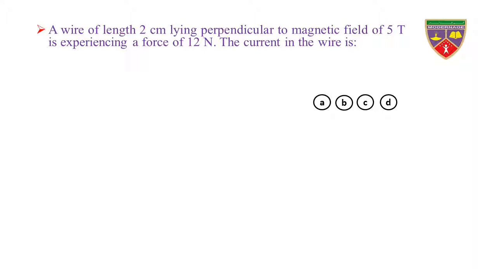A wire of length 2 centimeter lying perpendicular to magnetic field of 5 Tesla is experiencing a force of 12 Newton. The current in the wire is option A 20 ampere, option B 12 ampere, option C 5.0 ampere, option D 1.2 ampere. The key is 20 ampere. Therefore, the correct option is A.